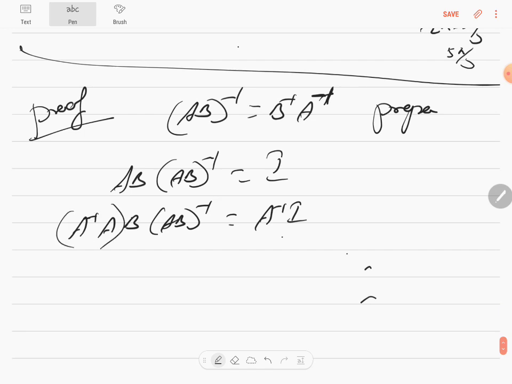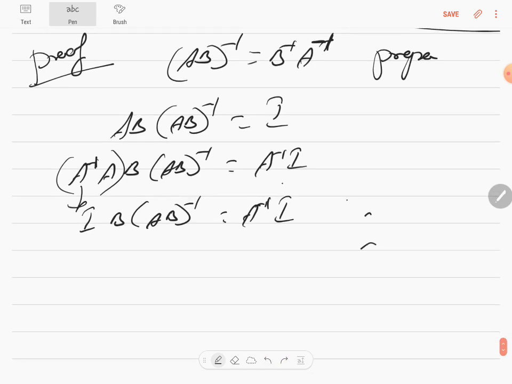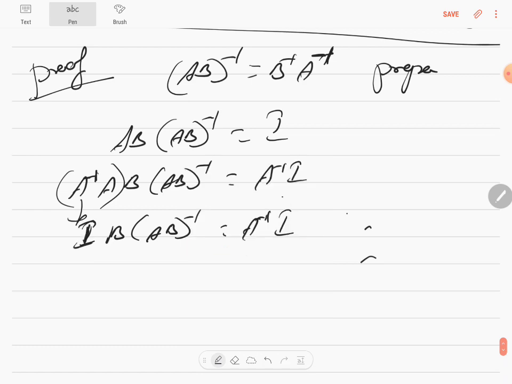You know this itself is I, because matrix A into its inverse is I. So IB into (AB) inverse is equal to A inverse into I. People will cancel this I and this I. I don't believe in doing that. Don't do that. The identity matrix I multiplied by B, when you multiply it with any matrix, will give you the same matrix. So you can write it as B into (AB) inverse. This is also, matrix A inverse multiplied by I will just be A inverse.